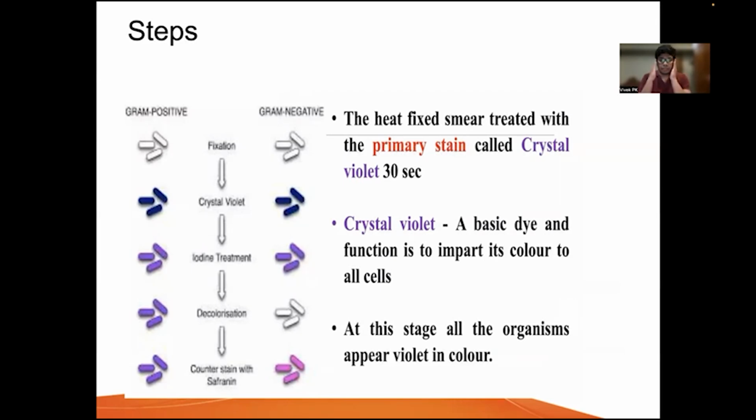After the heat fixing, we add crystal violet stain. It is the primary stain in this procedure. And we will wait for 30 seconds. With this stain, all organisms will appear violet in color.